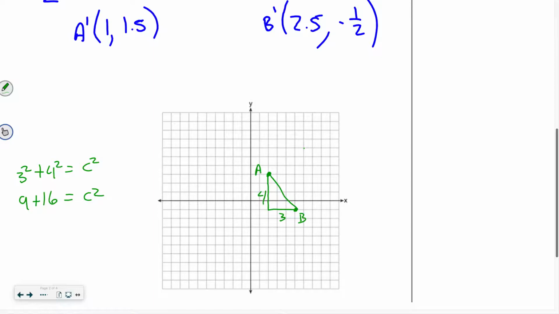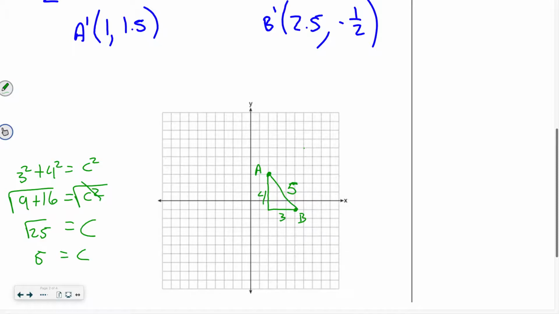How do I get rid of a square? Just square root both sides. There we go. C is equal to the square root of 25. And we know that this is actually equal to 5. So C is 5, right? So that means that this piece is 5.